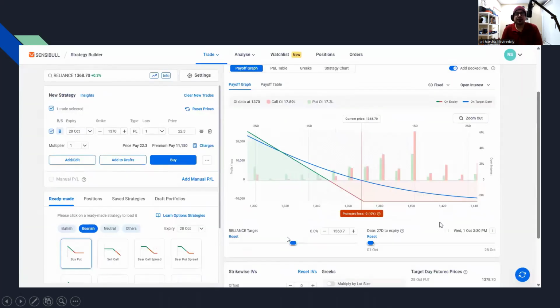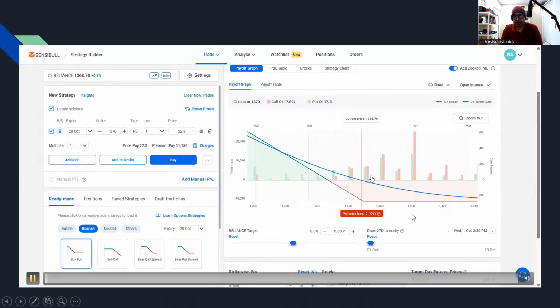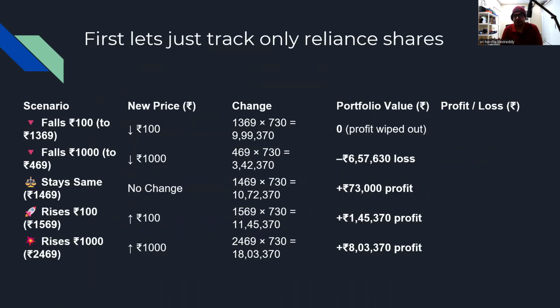Now let us see what will happen. Now there is the put and the cash. Let us track them both separately. First, let us see what will happen to Reliance shares. What did I say? There are only three states. It can fall, it can stay at the same level, or it can rise. These are the only three things that can happen. So if Reliance share falls by 100 rupees, that's the profit that you are in, right? So your entire profit will be wiped out.